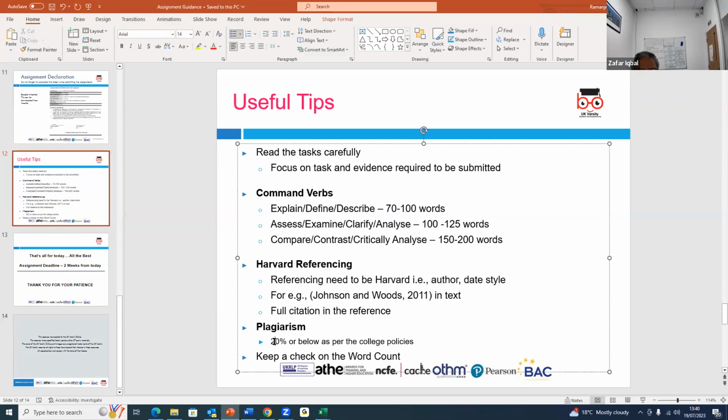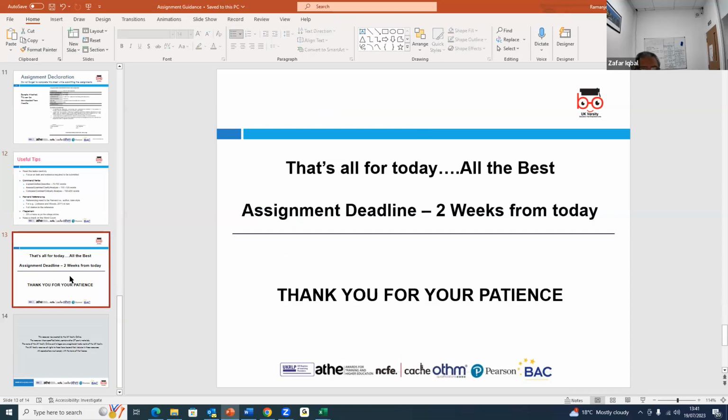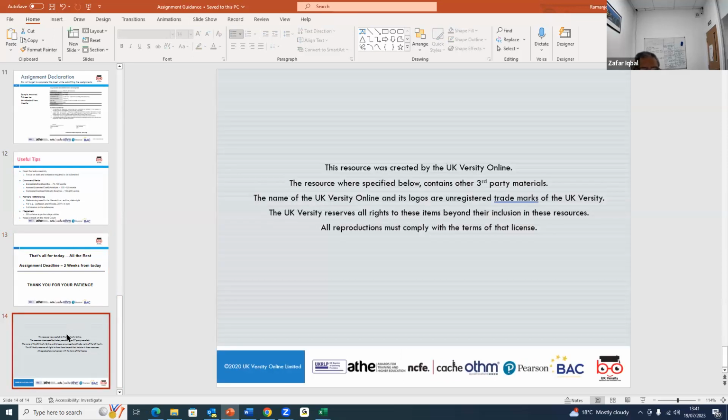Plagiarism, keep it to the minimum, 20% or less. And keep a check on the word limit, word count, please. Make sure you do not go too much over the word limit. Okay, and that's all for today. And when you start your assignment, you have 2 weeks to submit the assignment.